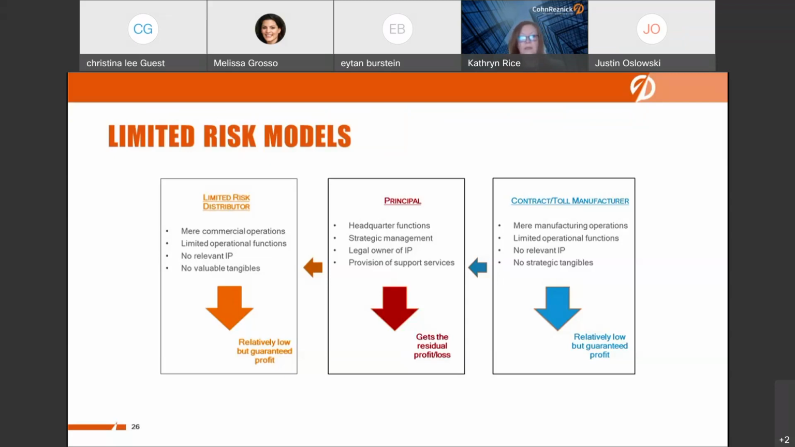So I've seen a lot of situations where the contract manufacturer has been making too much, which then, if you will, from a transfer pricing perspective. And so there's a different way to go about that and figure out how to repatriate cash via the transfer pricing. Next slide, please.